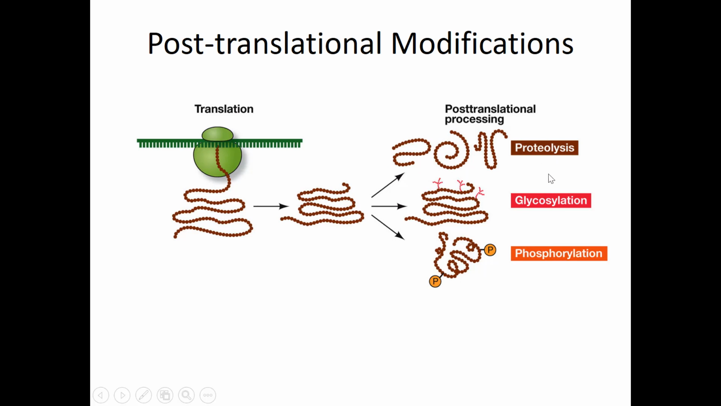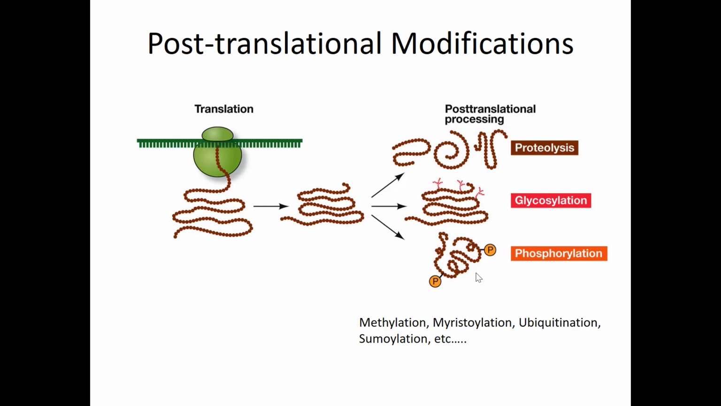Here you have proteolysis, where this polypeptide is cut down. Some of these may be completely recycled, but some of these may just be smaller polypeptides. Here you have glycosylation, where you have sugars added onto particular amino acid residues in this polypeptide. Here you have phosphorylation, where you have phosphate groups added onto particular amino acids in this polypeptide. And another post-translational modification is just helping the protein to fold correctly.